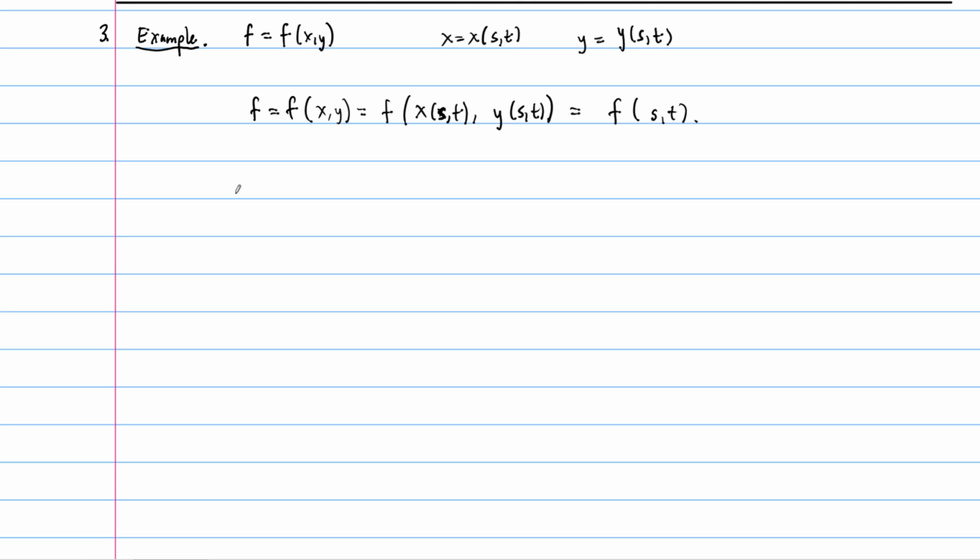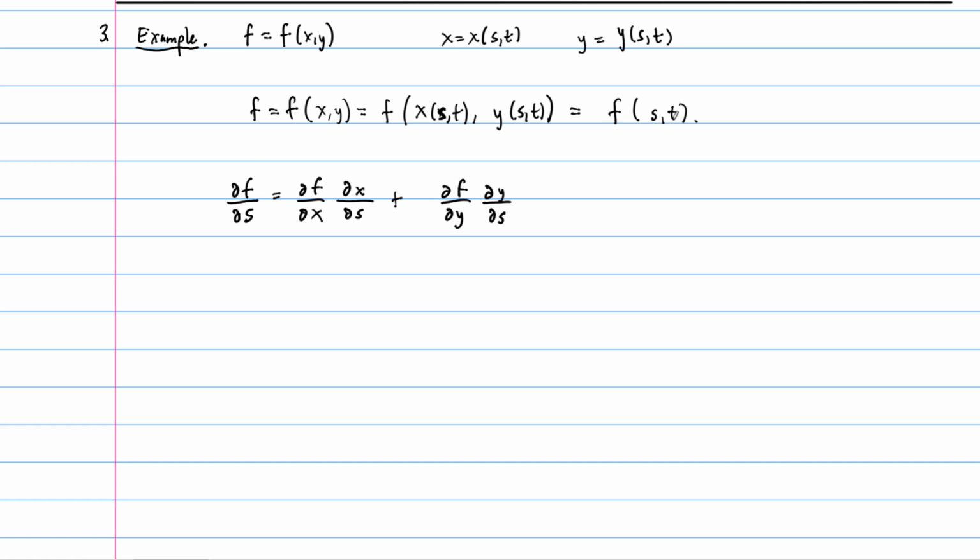All right, so let's write it out. So now we can take our derivative, ∂f/∂s, for example. I put s before t for some reason. But then we can take, right, so this will be ∂f/∂x times partial derivative ∂x/∂s plus ∂f/∂y times partial derivative ∂y/∂s. And this is the formula for the partial derivative of f with respect to s.